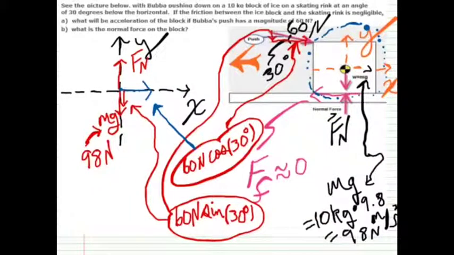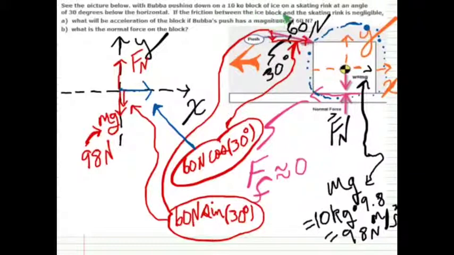This is the demonstration problem for Newton's second law with off-axis forces. The problem is Bubba's pushing on a 10 kilogram block. He's pushing downwards with a force of 60 newtons at an angle of 30 degrees below the horizontal.